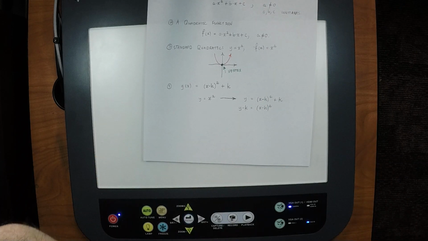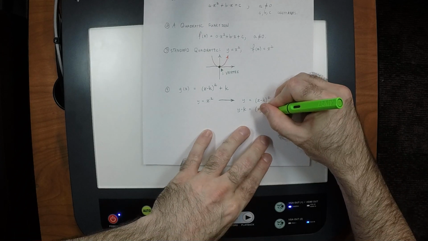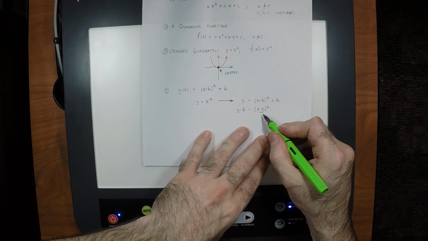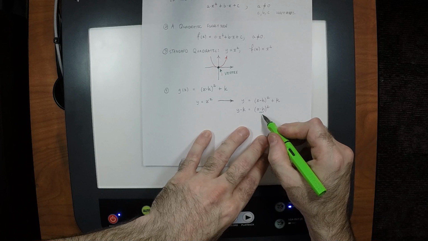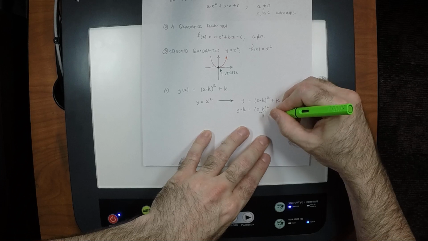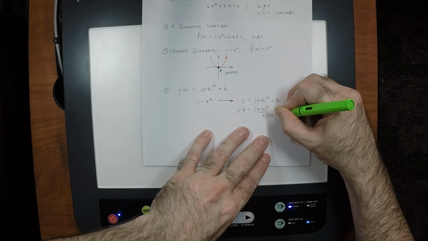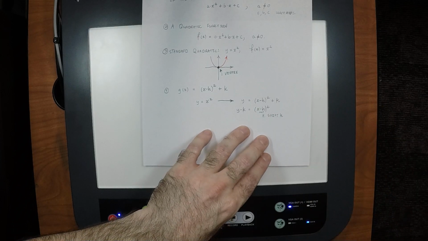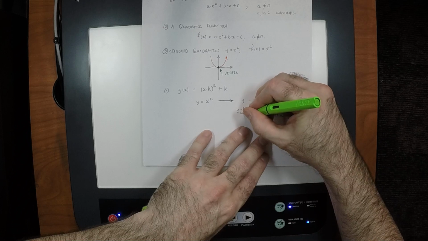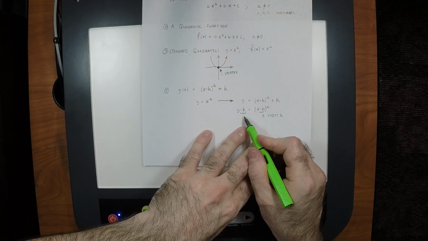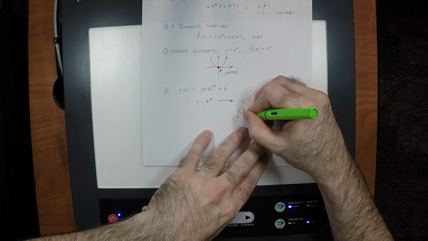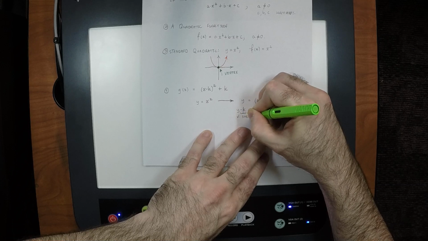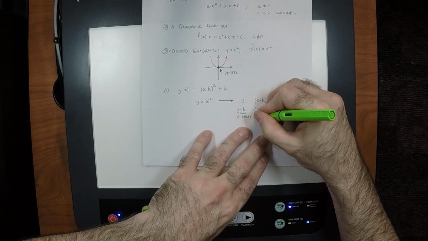All right. So there's two things occurring here. What does that represent? Right. So this is a horizontal shift of h. If h is positive, that means to the right. If h is negative, that means to the left. What does this one mean? A vertical shift of k.